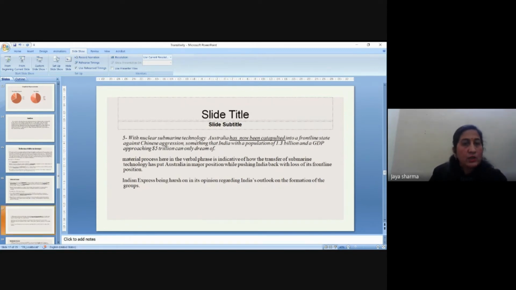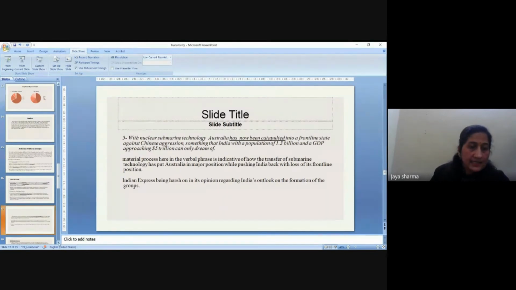And "with nuclear submarine technology, Australia has now been catapulted." The use of the verb "catapulted" clearly shows how the situation of Australia has changed with getting that submarine technology. So the material process here in the verbal phrase is indicative of how the transfer of submarine technology has put Australia in a major position while pushing India back with loss of its frontline position. So the Indian Express is harsh in its opinion regarding India's outlook on the formation of the groups.